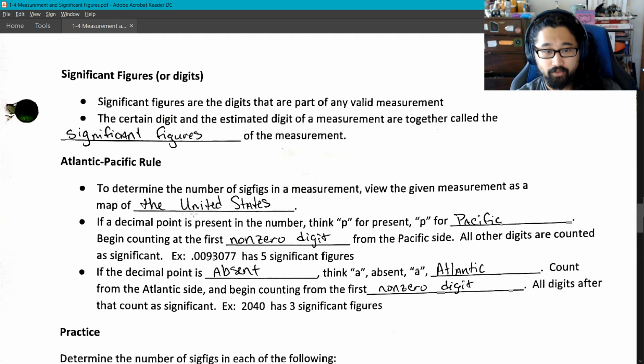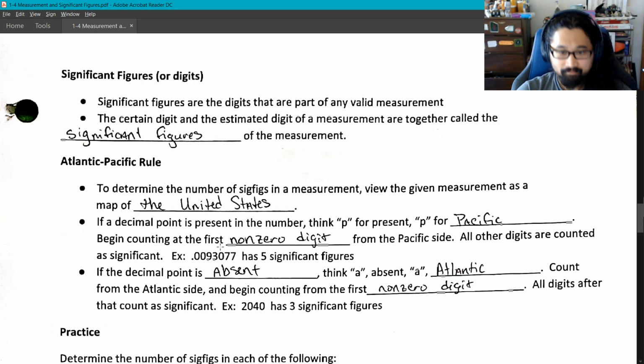In the example in your notes, 0.0093077 has 5 Sig Figs. So the decimal point is present. I'm going to start on the left. I'm going to ignore these because they are 0. But this number is not 0, so I'm going to count this 9 and everything else over. 1, 2, 3, 4, 5. It has 5 Sig Figs. If you've heard people from this class say that counting is hard, this is why.